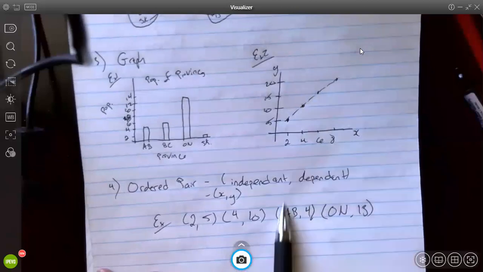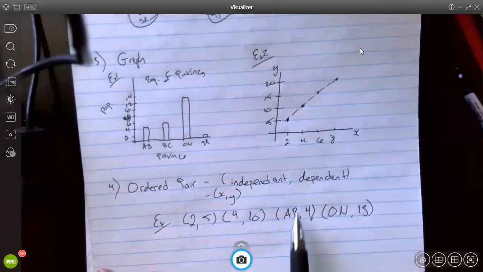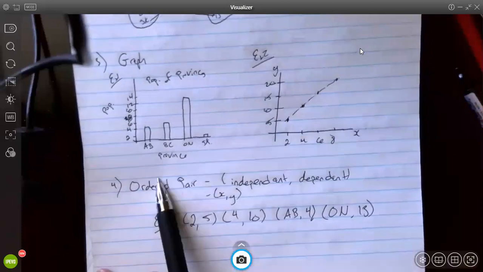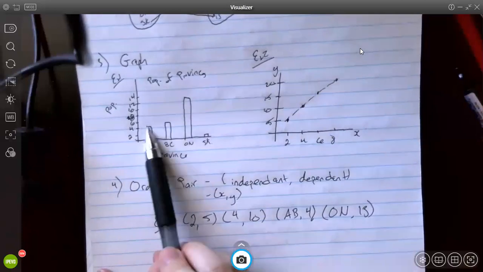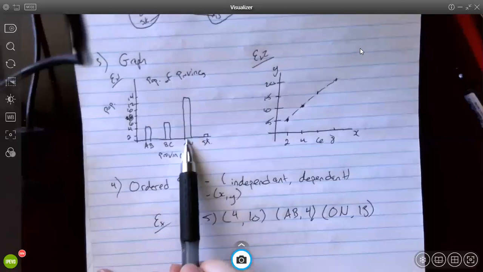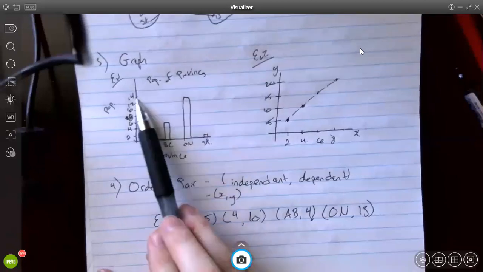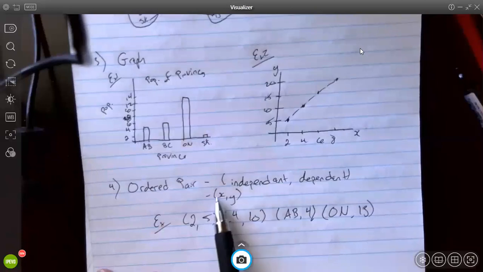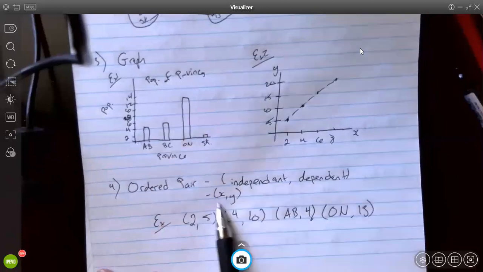And you can also do this even if one of your sets isn't numbers. So for example, if I was doing the provinces, I might read this point and say, okay, it's Alberta, and then over to the y-axis is 4. Or Ontario, and then over to the y-axis is 13. So when you're doing the ordered pair, again, it does have to be XY.